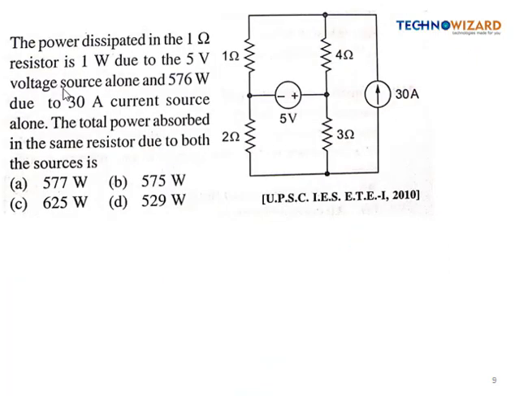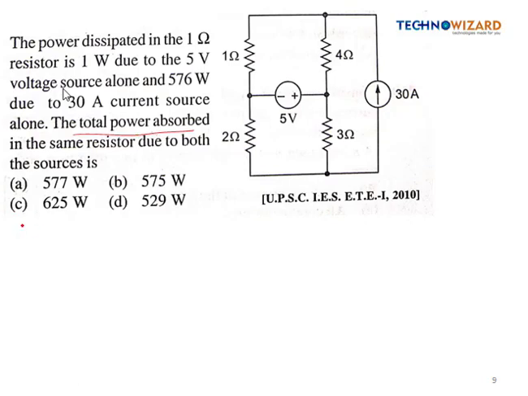Okay, so this is our next question. The power dissipated in the 1 ohm resistor is 1 watt due to the 5 volt voltage source alone and 576 watt due to the 30 ampere current source alone. The total power absorbed in the same resistor due to both the sources is?